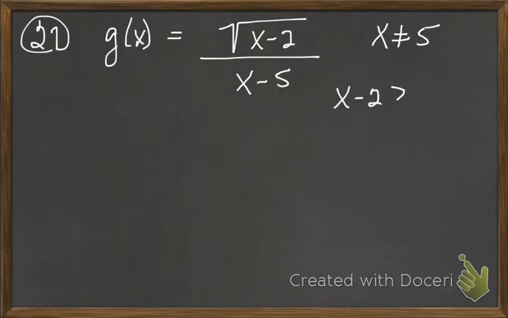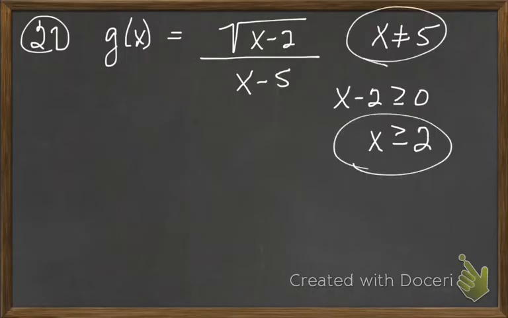X minus 2 has to be greater than or equal to 0 or I will get imaginary numbers, and I can't have imaginary numbers. Domain are always real numbers. So that means x has to be greater than or equal to 2. Now you have to consider both of these. When you write your domain, it cannot have the number 5 in it because it makes the function undefined. And in your domain, your x's must be greater than or equal to 2.